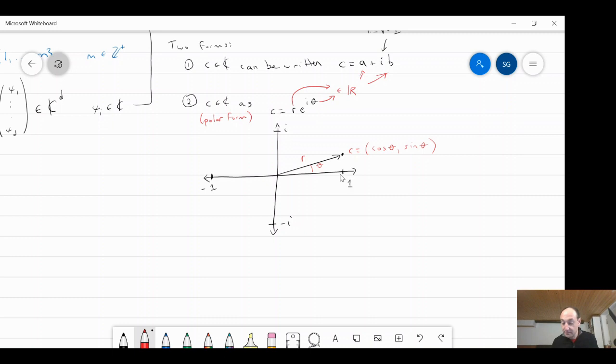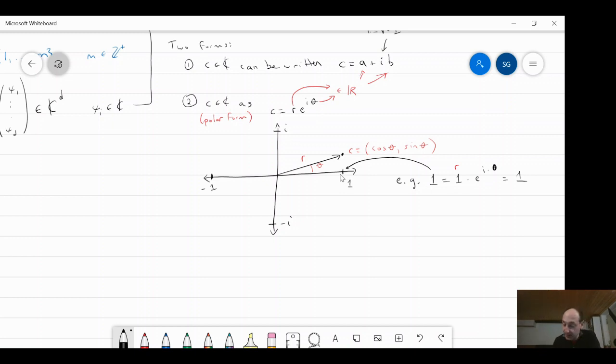Let's do some quick examples just to make sure we're comfortable. If you want to have the number 1, well, the number 1 is right here. In terms of polar form, the length of 1 is of course 1, so r is 1, times e to the i theta, and the angle here is 0 degrees, so it's times e to the 0, and e raised to the 0 is 1. So you just get 1, which is exactly what you expect.